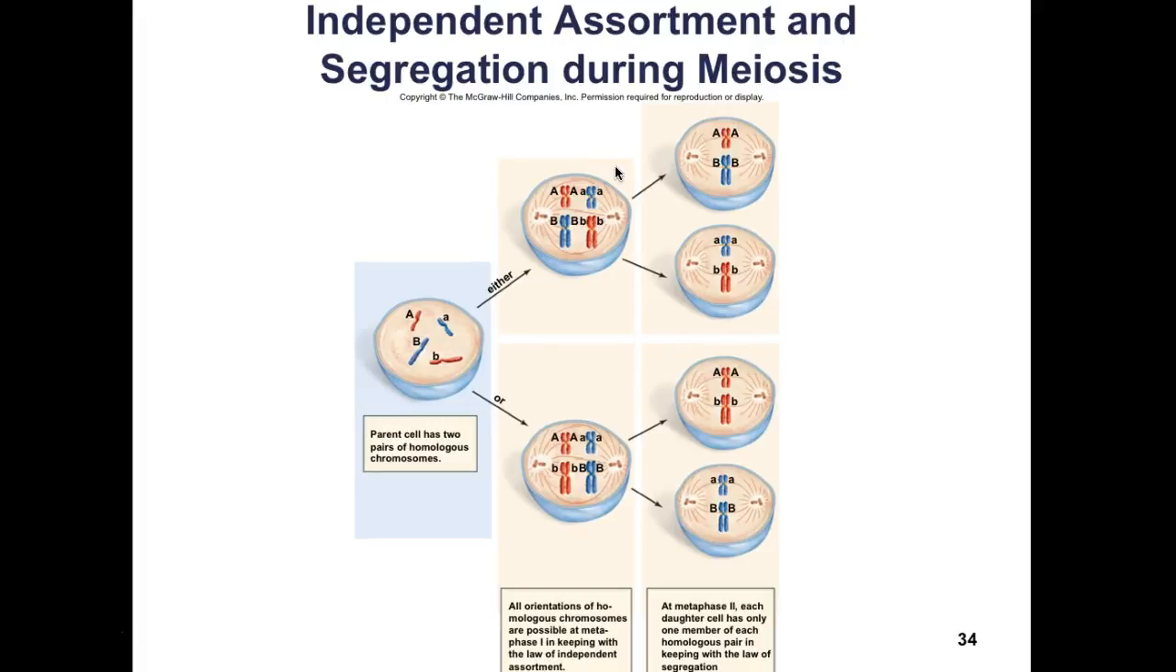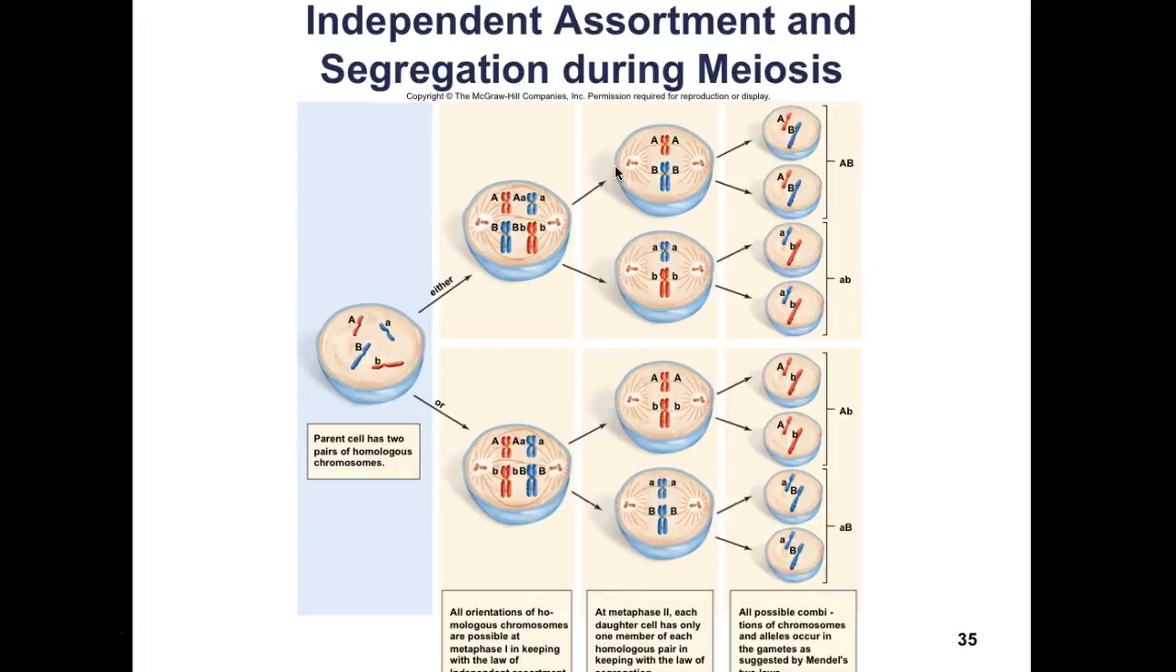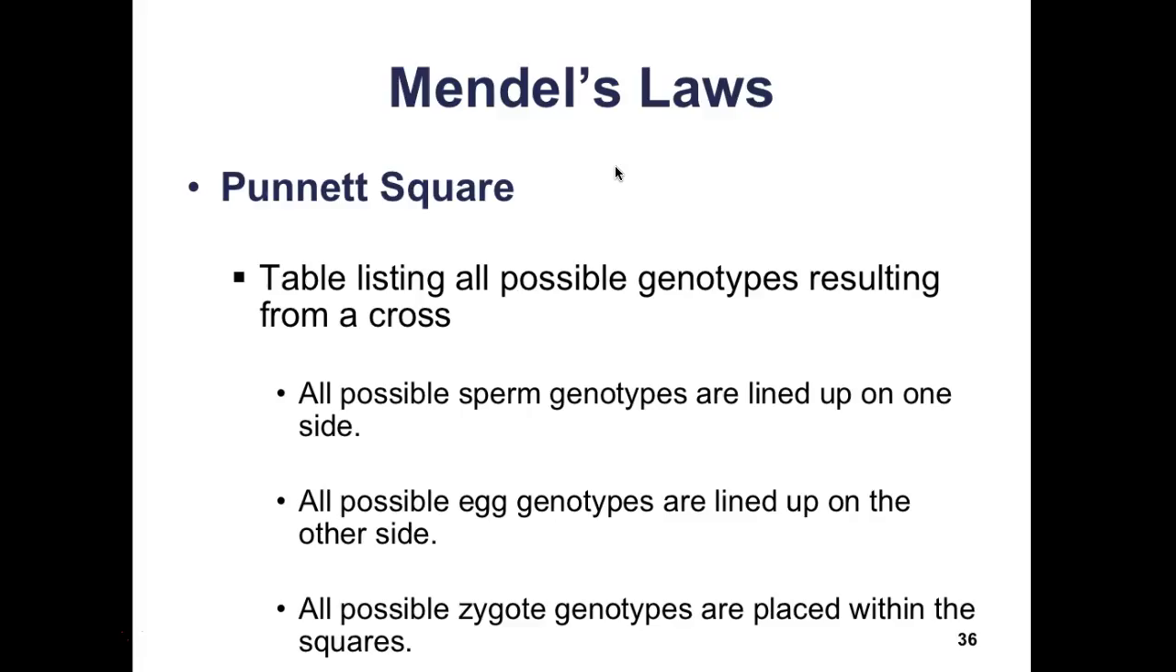Ultimately, at metaphase 2, each daughter cell has only one member of each homologous pair, in keeping with the law of segregation. And you can see here that crossing over did not occur. So all possible combinations of chromosomes and alleles occur in the gametes, as suggested by Mendel's two laws. Here we can see the playing out of both the law of segregation and the law of independent assortment. And we'll conclude the first part of the lecture with Punnett squares.